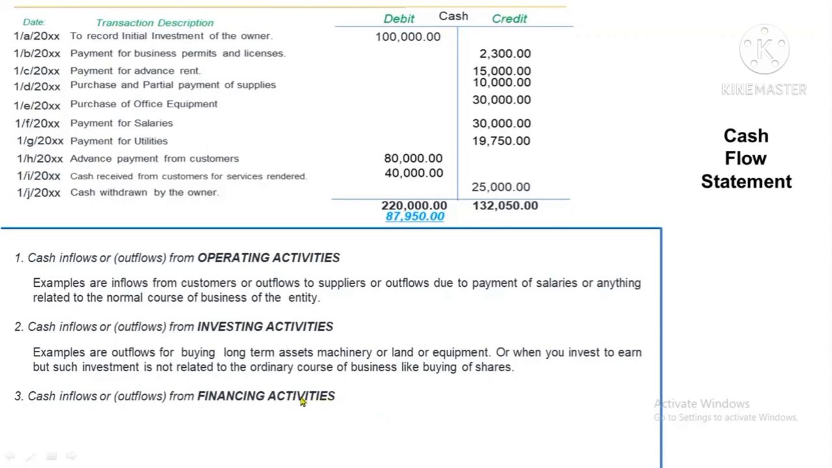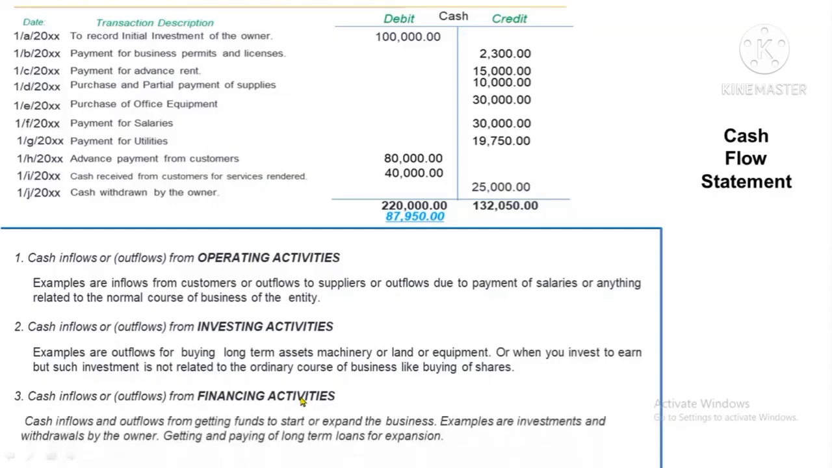So inflows and outflows from financing activities are cash inflows and outflows from getting funds to start or expand the business. Examples are investments and withdrawals by the owner, or getting or paying a long-term loan for expansion. So if the entity is a corporation, proceeds from selling the shares are considered inflows from financing activities because they are considered as investments from owners.